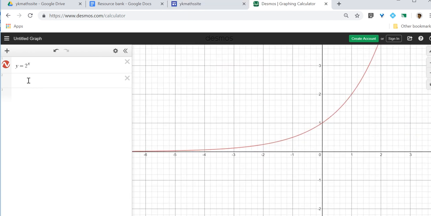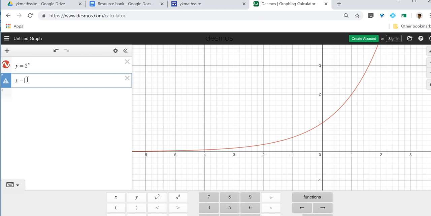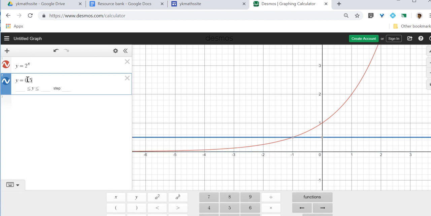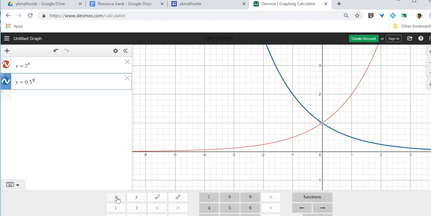Y equals to 0.5 to the power of x. Oh, what happened? Aeroplane fly down, right? Aeroplane fly up, this aeroplane fly down. So what do you draw in the conclusion? If A is a decimal, that means it will flip, reflect on the y-axis.